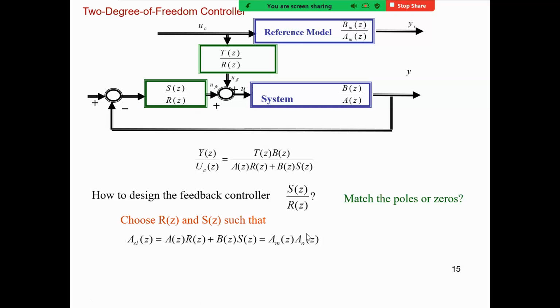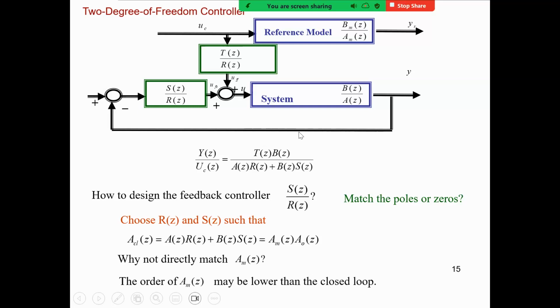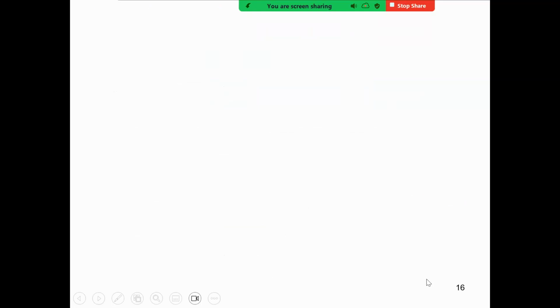To make them match, we have to multiply this by another stable polynomial, such that the order can match. Is that clear? So why do we need this? For the pole placement controller, last week we designed it such that it matches the poles of the reference model. But here we do need this, because the order of the AM may be lower than the closed loop. All right. So let's say we design my R and S such that the closed loop polynomial matches AM times A.